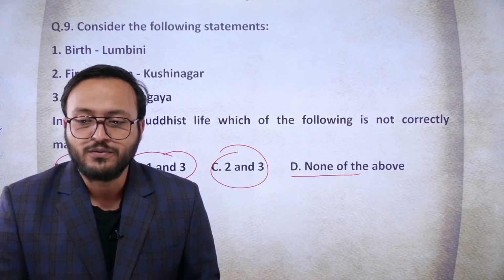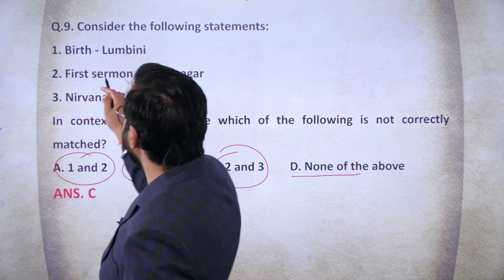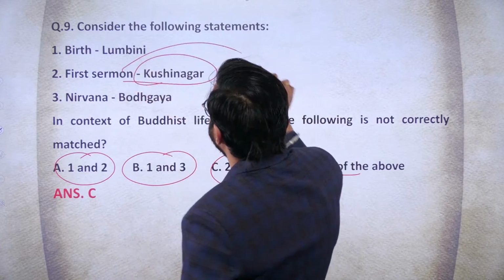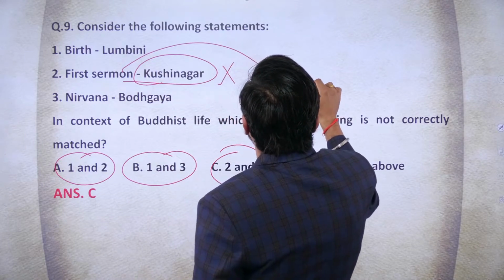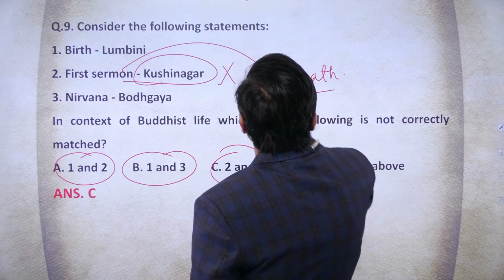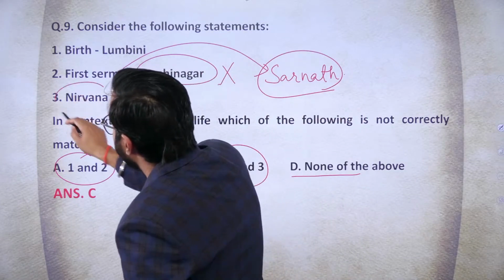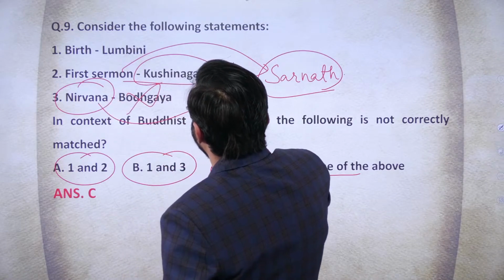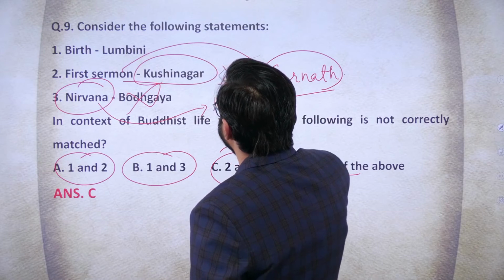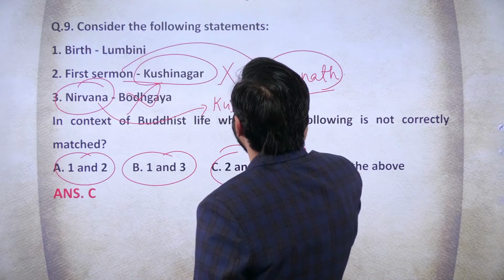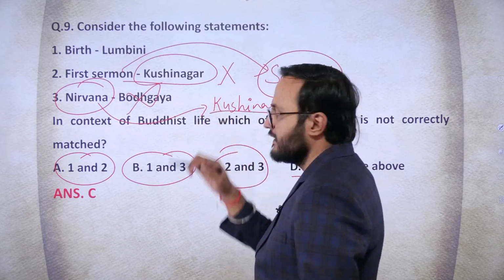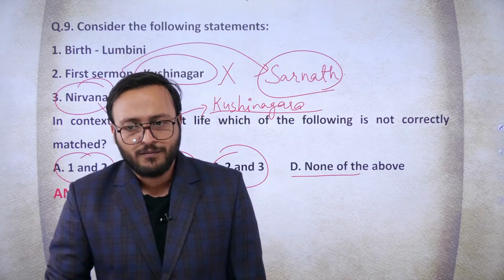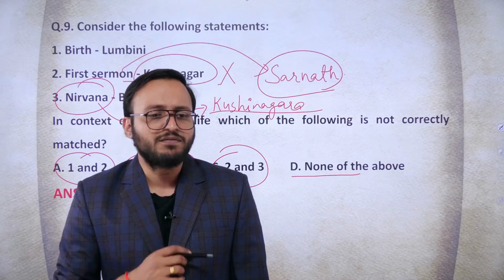Guys, let me tell you, the first sermon at Kushinagar is not correctly matched, because the first sermon came at Sarnath. And the nirvana was not at Bodh Gaya. Nirvana came at Kushinagar. So that is the right answer. Remember that. Now moving to the other details of this question.